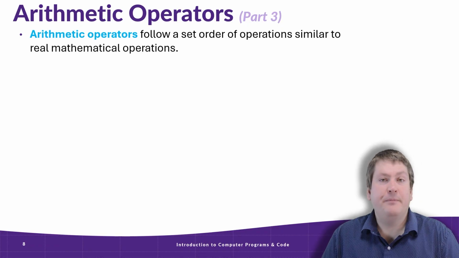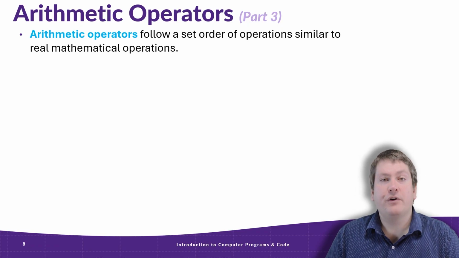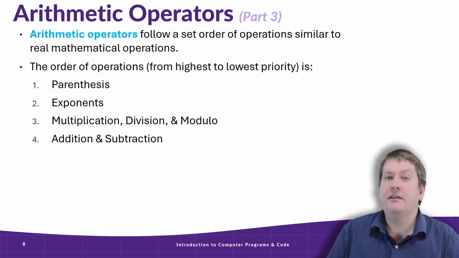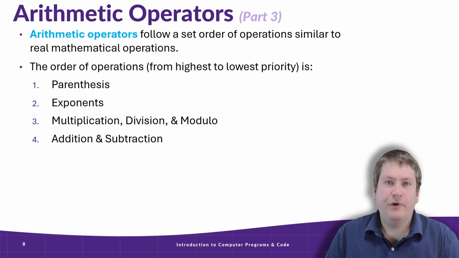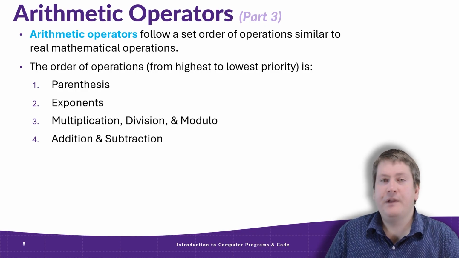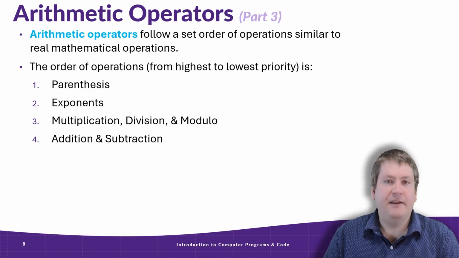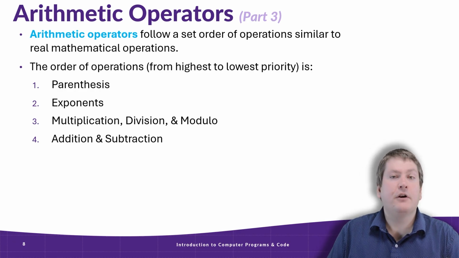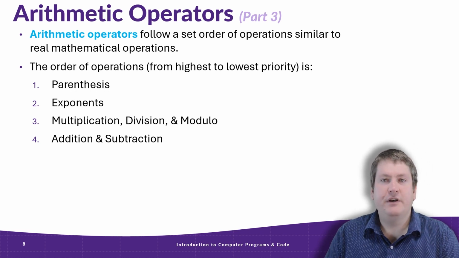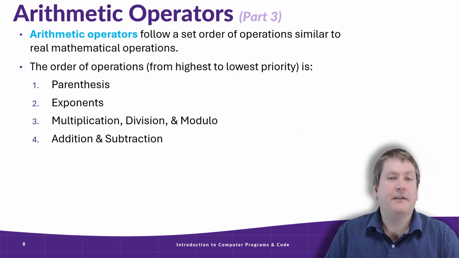Just like when we're doing arithmetic in math class, there is a set order of operations that we have to follow. The order of operations in Python is similar to that of real mathematical operations, although things can get a bit more complicated when we throw in non-arithmetic operators into the mix. So a simplified version of this is given here. Parentheses have the highest order of operations, meaning that they're always evaluated first, then exponents, then multiplication, division, and modulos, and then lastly at the lowest level, addition and subtraction.